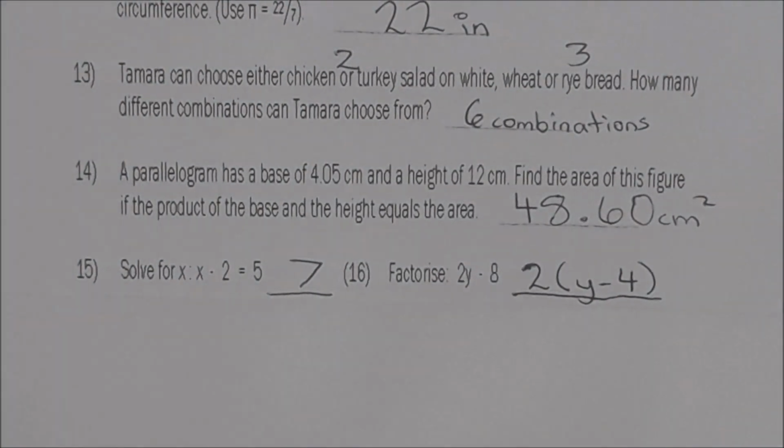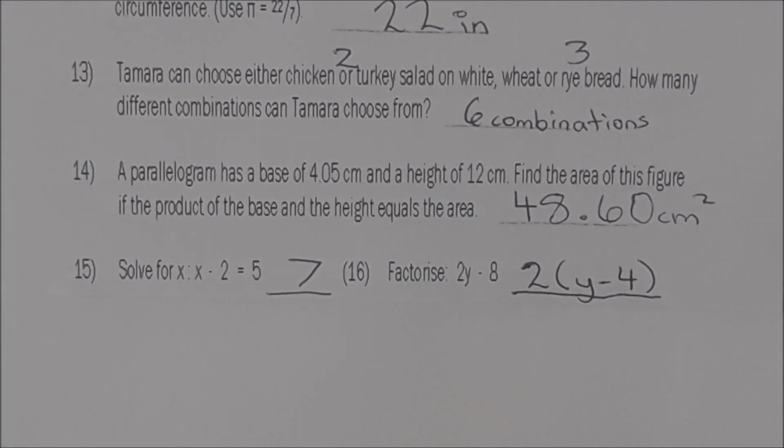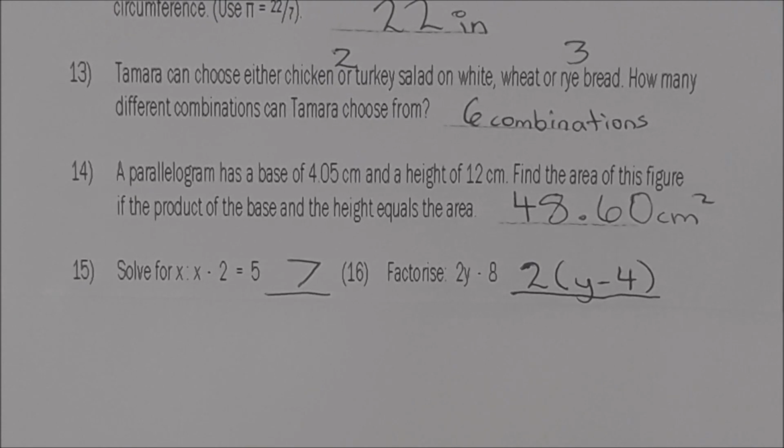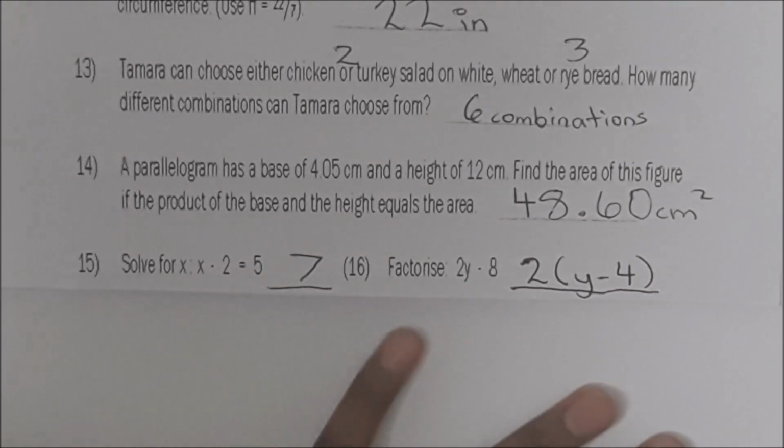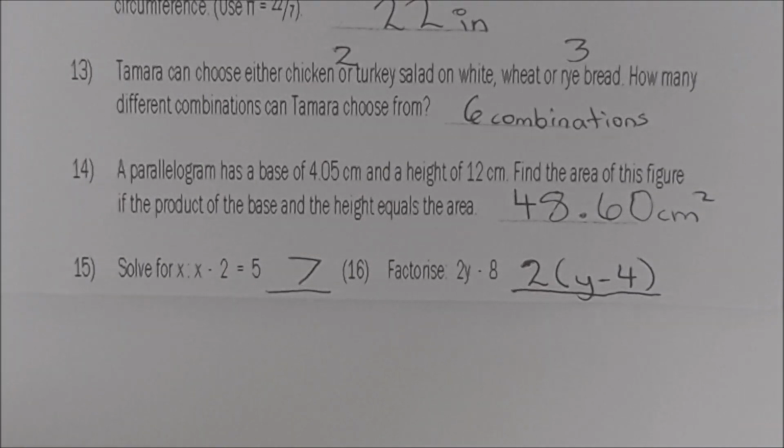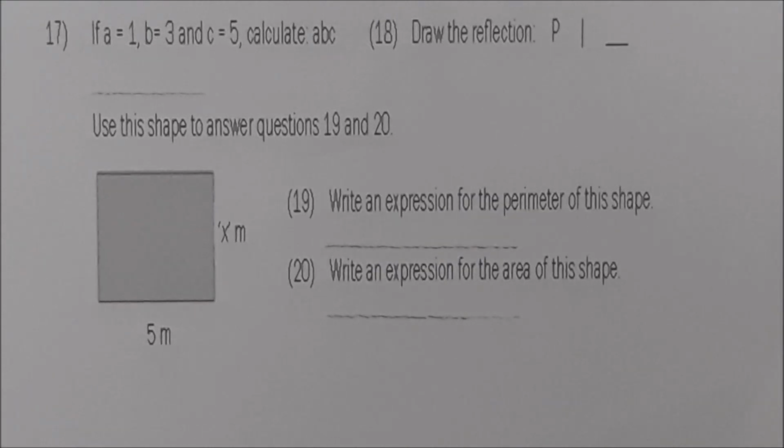And if you multiply that back out, remove the brackets, Rafaela, what would the answer be? Remember we did removing brackets the other day? Just tell me, don't write it. Multiply 2 by y? 2y minus 8. So it works back out. Very good. Okay, nearly done.